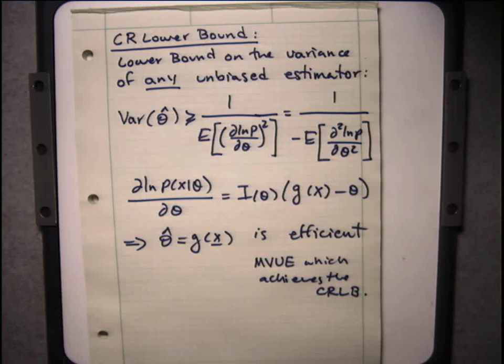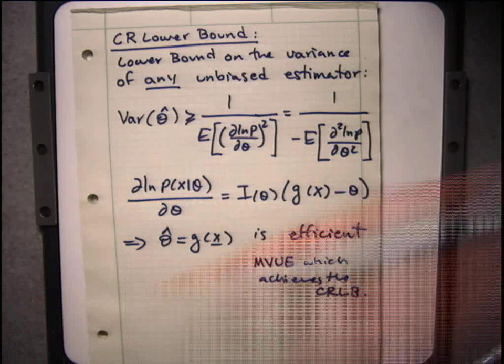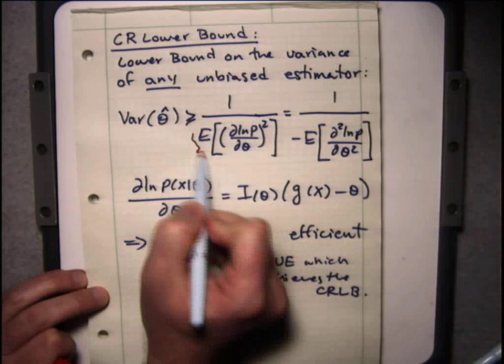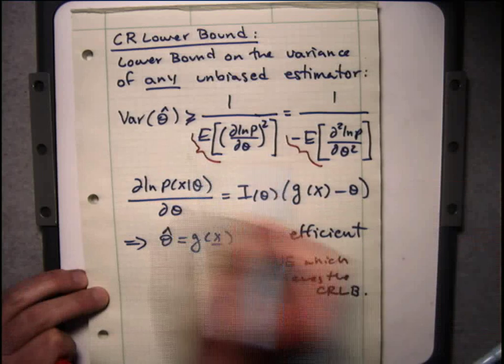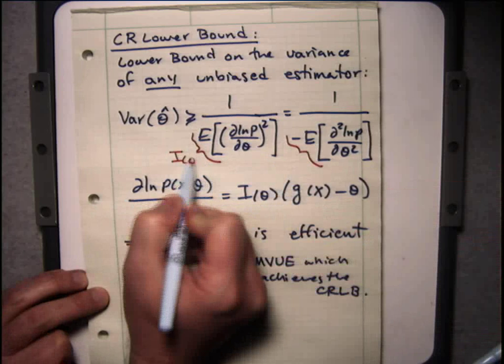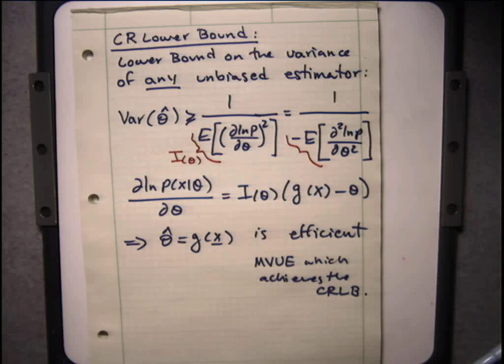In fact, what I forgot to mention here is that the quantities in the denominator are called I of theta. That's the Fisher information. This is for the scalar case.